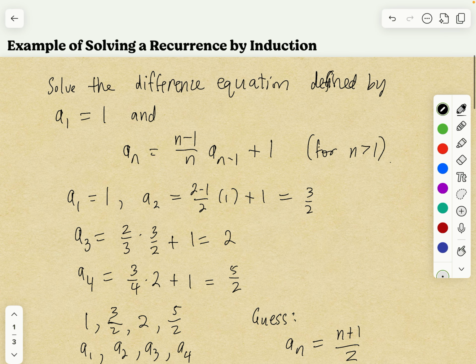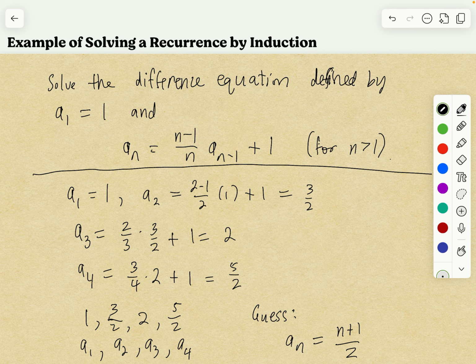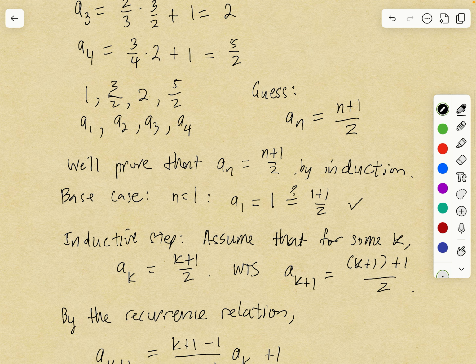So let's go over the general strategy for this. First, we're given this difference equation. It's not easy to see what the a sub n's are. So we calculate a few terms, and then we make a guess as to what the formula should be. Now, the formula might not work. In this case, it worked. But once you have tested a few values and you think you have a formula, then you have to prove it.